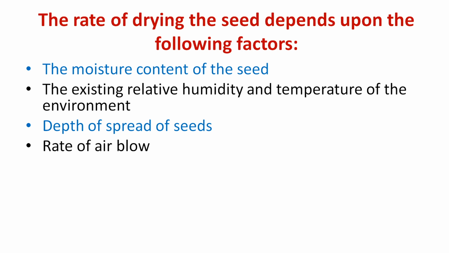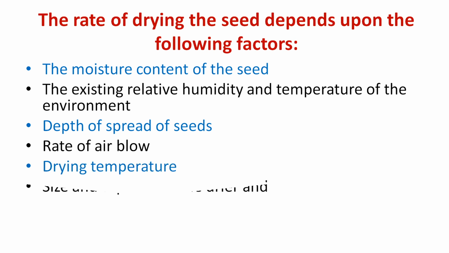And next one is rate of air blow. The rate of air blow should be at the optimal level, and it should not damage the seed. Next one is drying temperature, and again drying temperature should not damage the viability and vigor of the seeds. Next one is size and capacity of the dryer. The capacity of the dryer should be at an optimal level, and it should accommodate the amount of harvested seed and dry the seed load in an optimum time period.